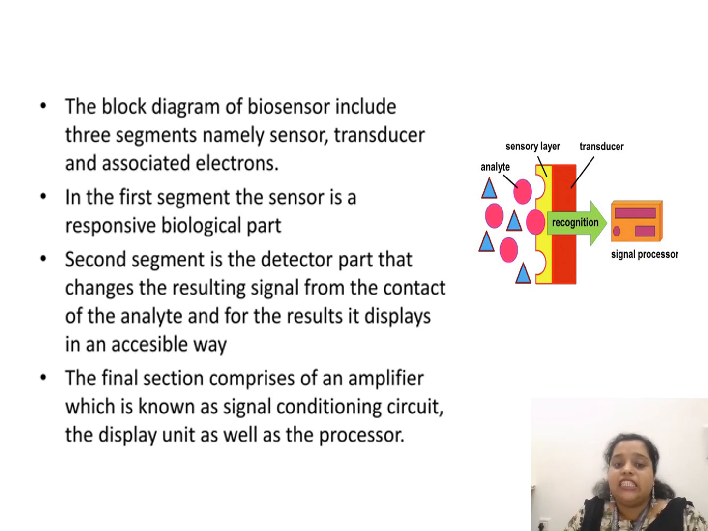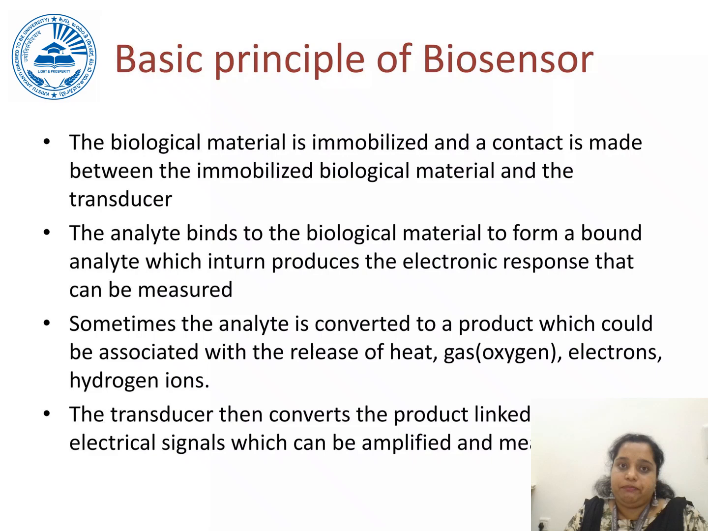The final section comprises the amplifier, which is known as the signal conditioning circuit, where it will take this signal, amplify it, and the signal processor at the end will display it. So the basic principle, as I told, includes immobilization of biological material, and a contact is made between this immobilized biological material and the receptor, or you say transducer.